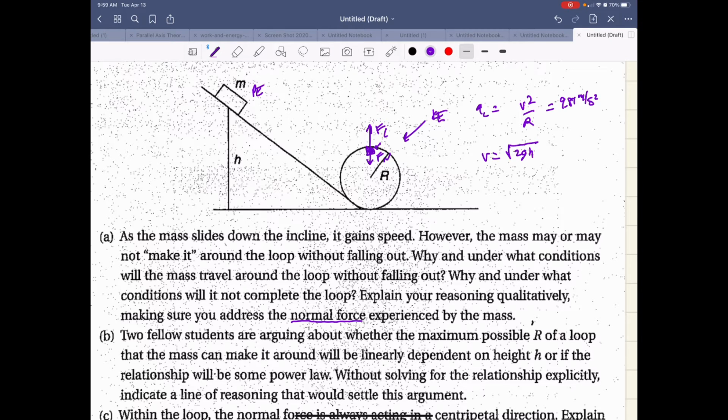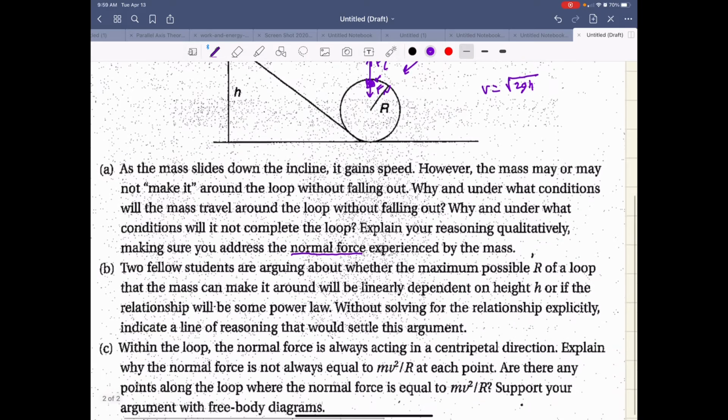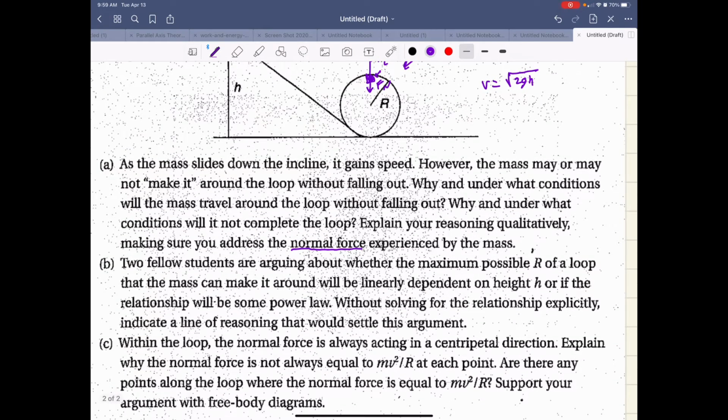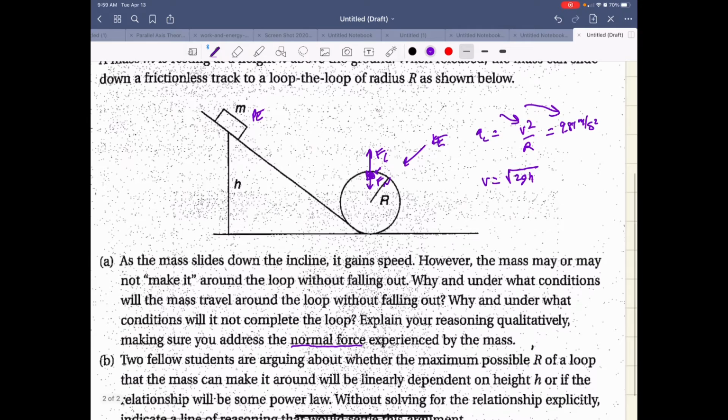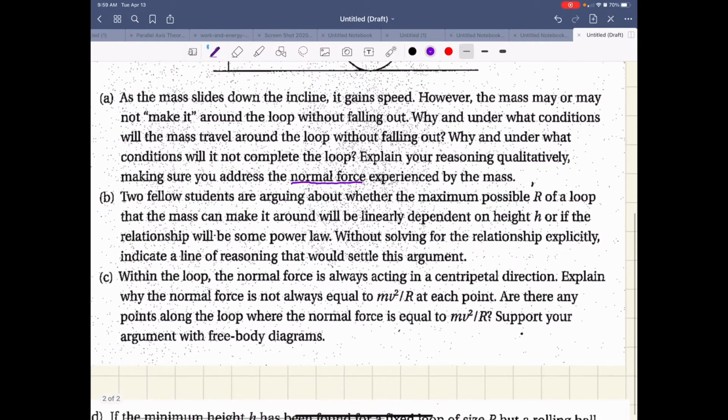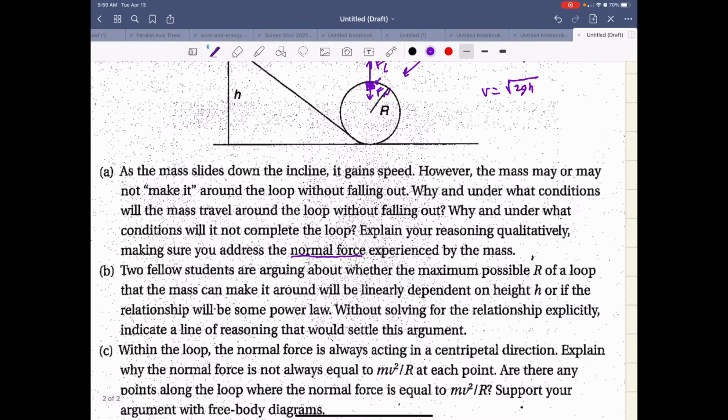When will it fall out? Well, it will fall out if your velocity is not sufficient to give rise to a centrifugal acceleration of 9.81 meters per second squared. And so if the h is not sufficient, then the v is not sufficient, which means the a is not sufficient, and it will fall. Okay, that should take care of part A qualitatively. I did do some equations here, but it wasn't any heavy solving. They would accept that on the AP. Of course, obviously you'd have to write down words too.